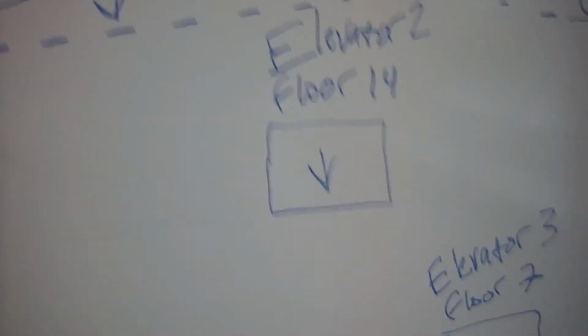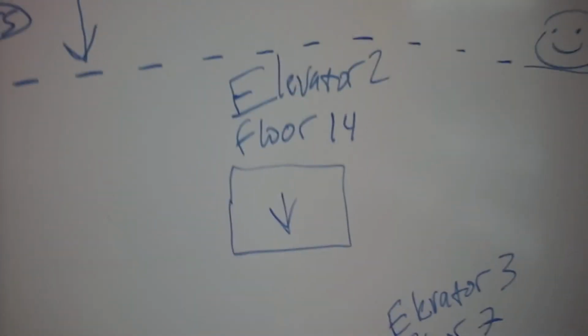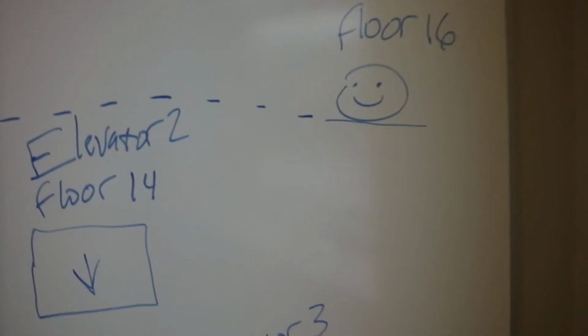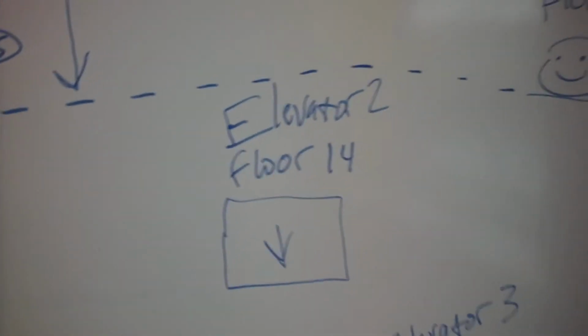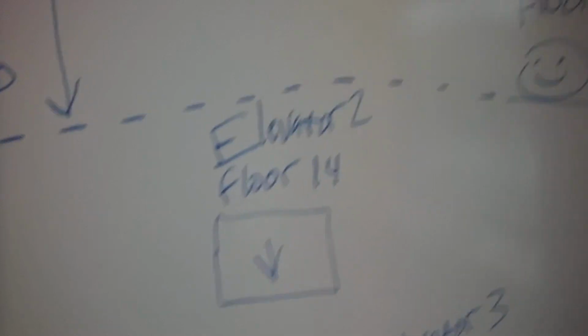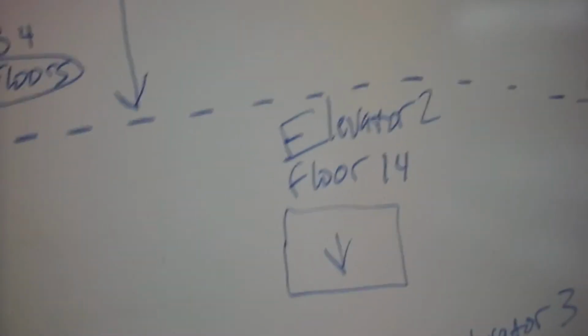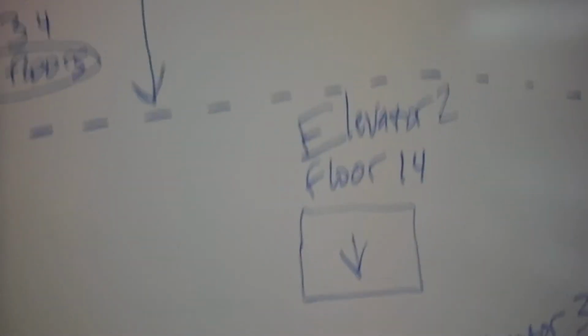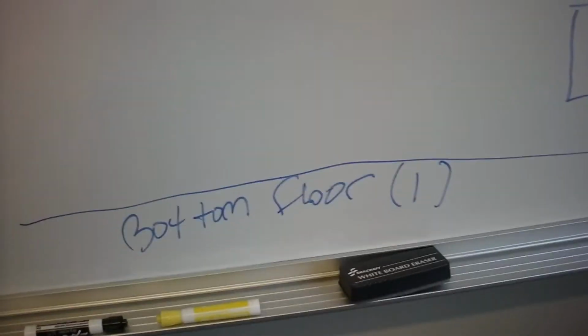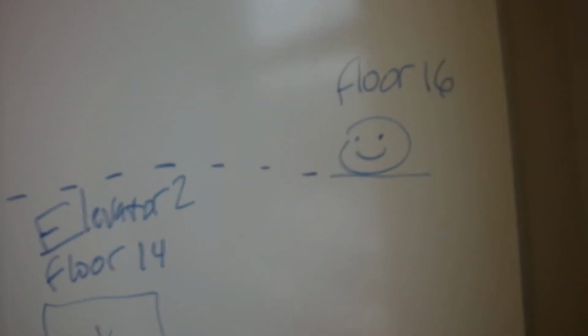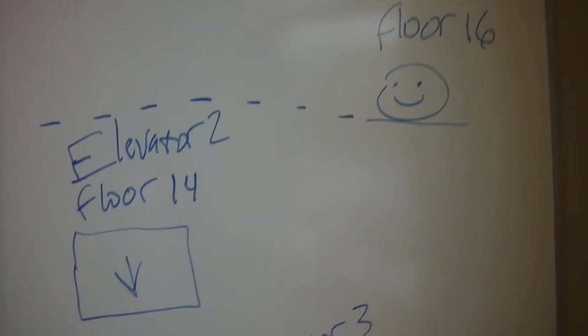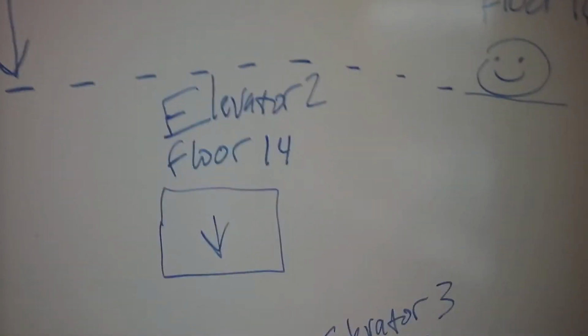Now let's take a look at elevator 2. Elevator 2 is on floor 14, and the customer is on floor 16. Now you may think that the elevator can just stop and go up and travel 2 floors, but unfortunately with this design, the elevator will have to go all the way to the first floor, floor 1, and then to the customer floor. So let's do some math here to figure out how many floors that'll require to travel.